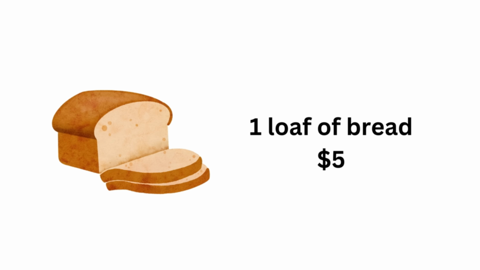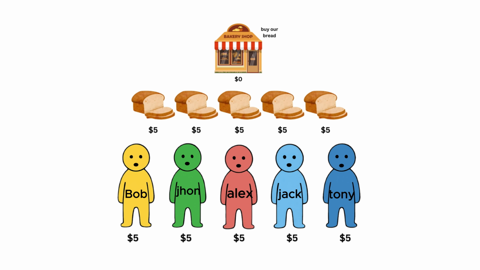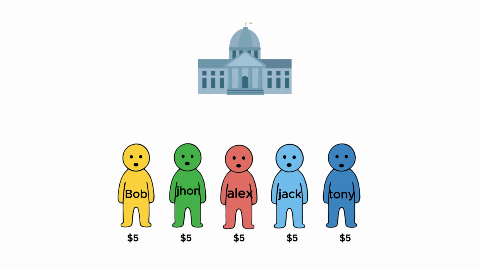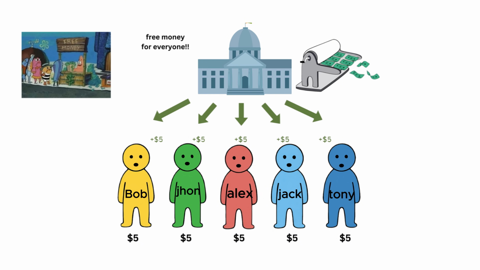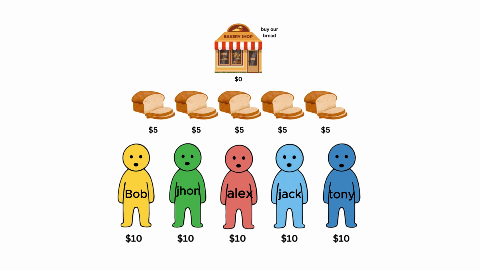Imagine a loaf of bread costs $5. Bob, John, Alex, Jack, and Tony each have $5, and there are only 5 loaves of bread available. So, each person can buy 1 loaf of bread for $5. Now, let's say the government prints more money and gives an additional $5 to everyone. Now, Bob, John, Alex, Jack, and Tony each have $10. But there are still only 5 loaves of bread.